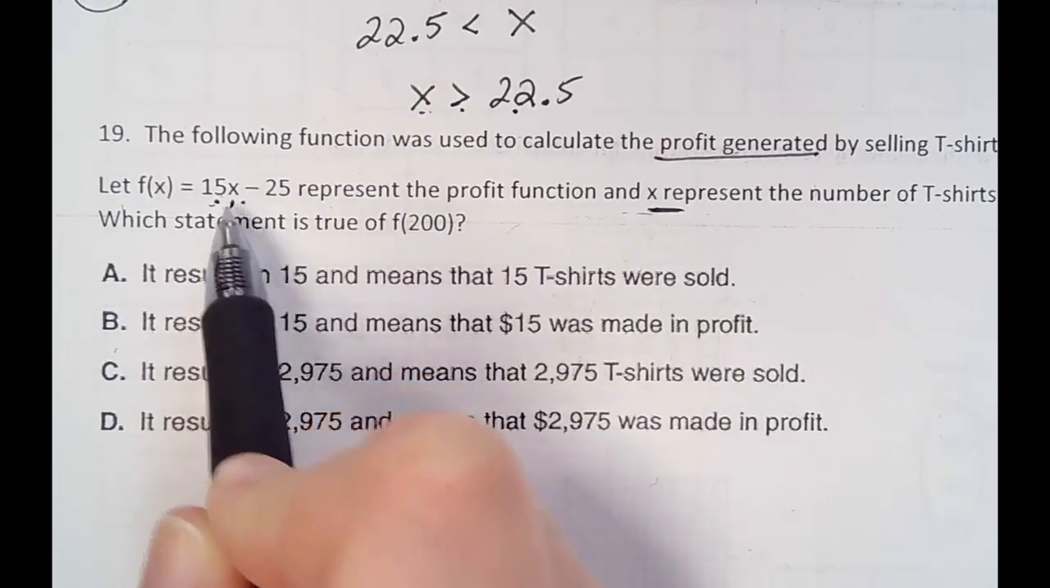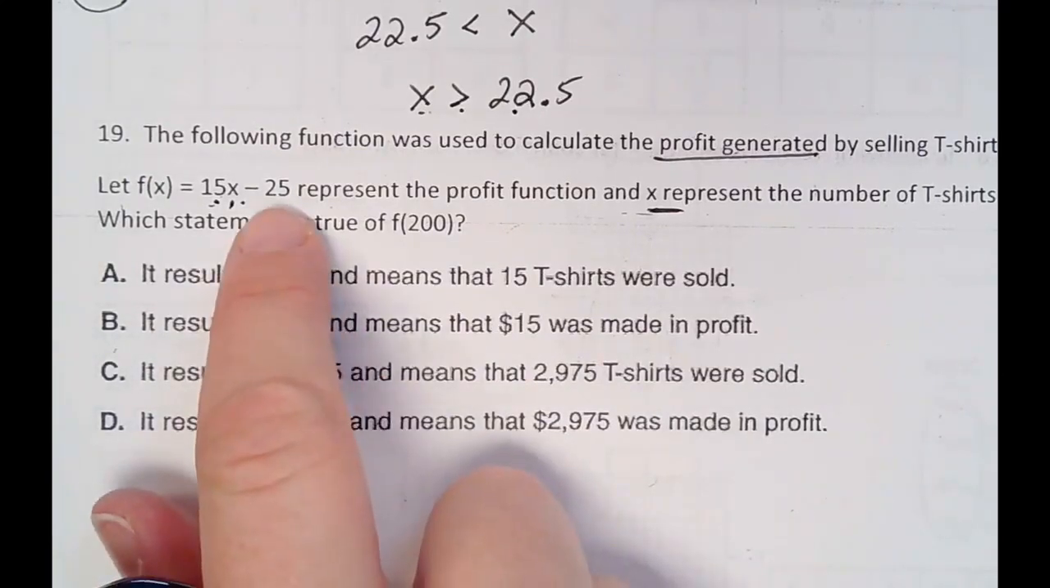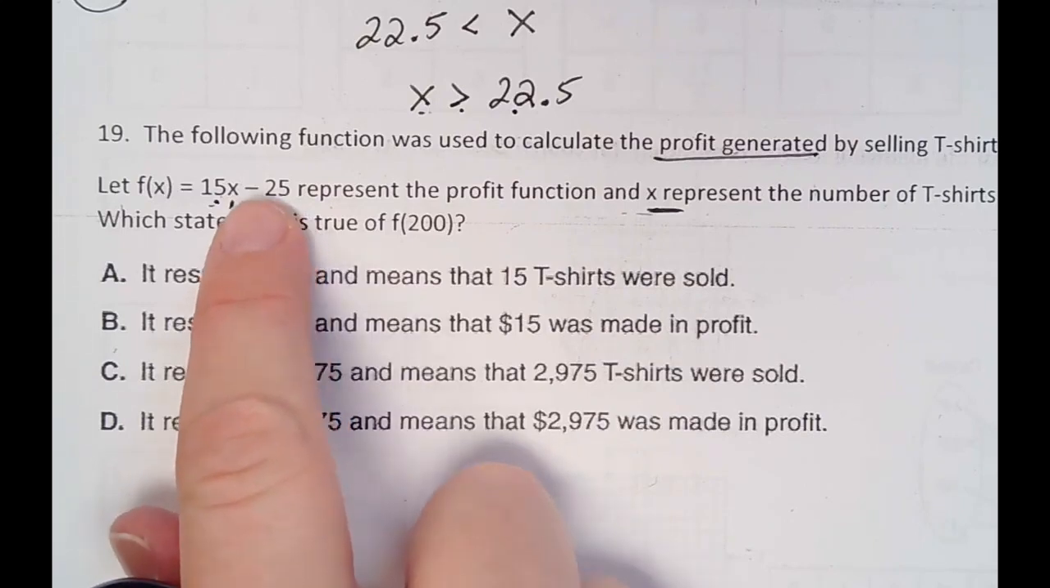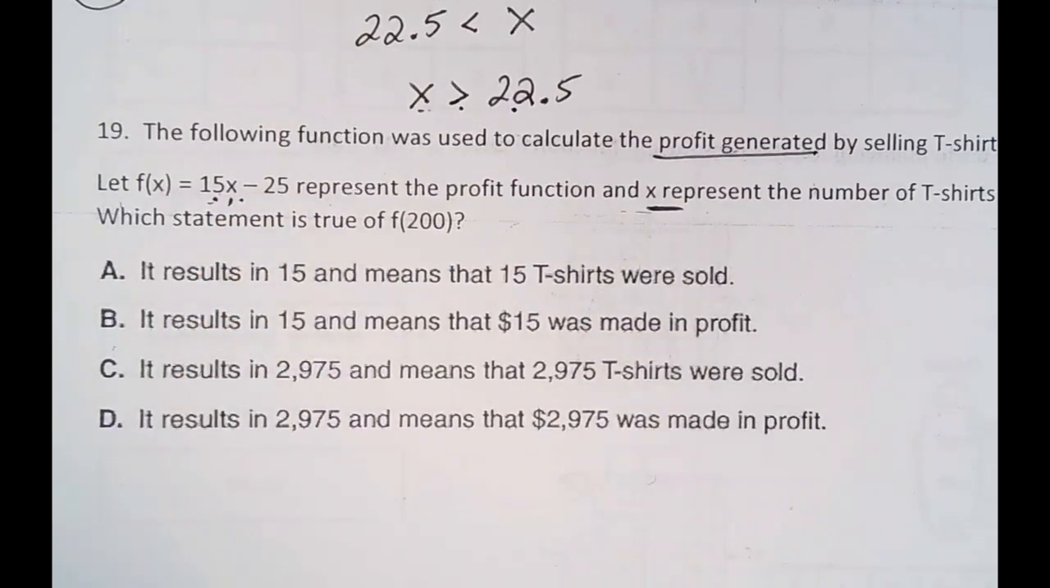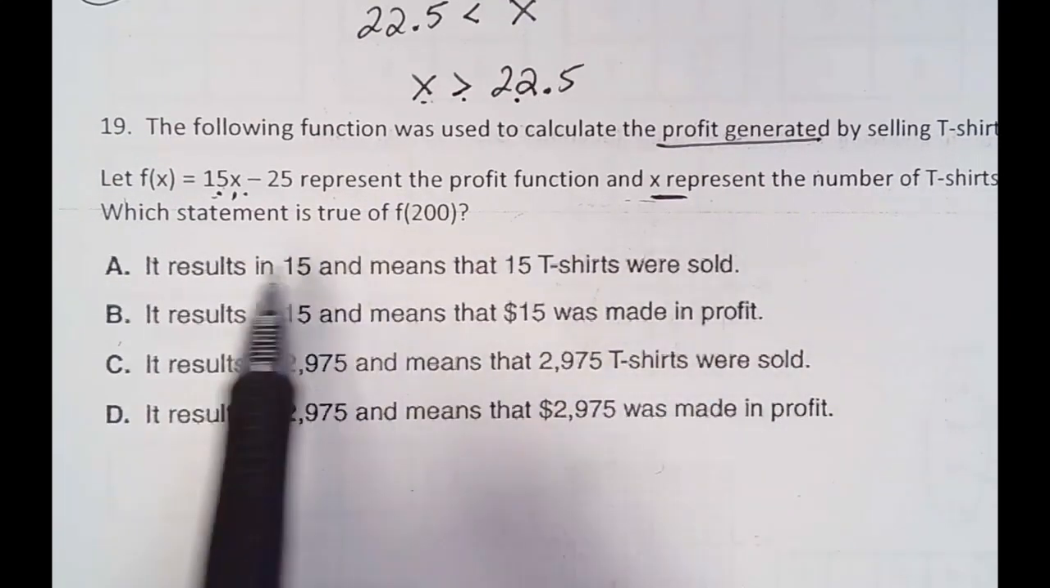Maybe that minus 25 means that they are kind of starting out in the negative, which means they've spent $25 of their own ahead of time. That is kind of taking away from their profit, but they can make that back by selling the t-shirts. It says which statement is true of f of 200.